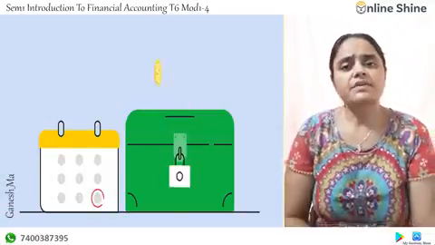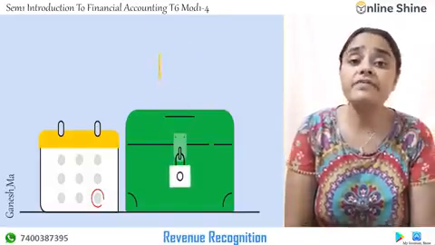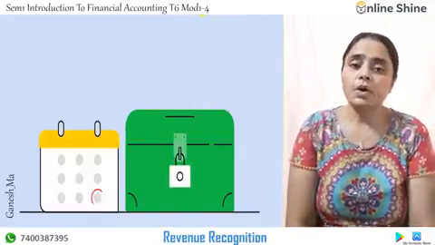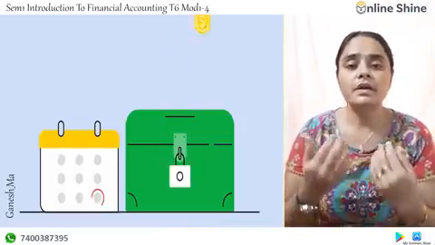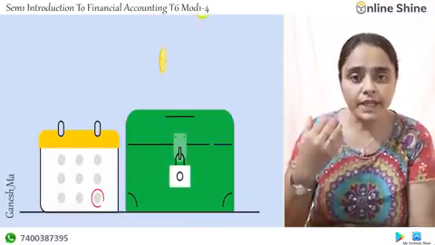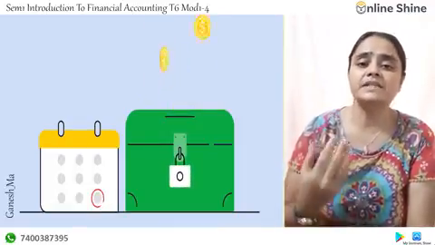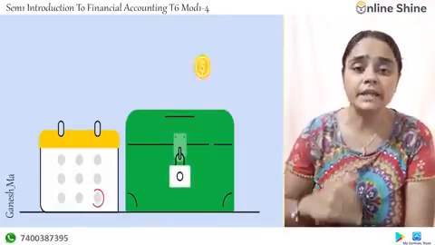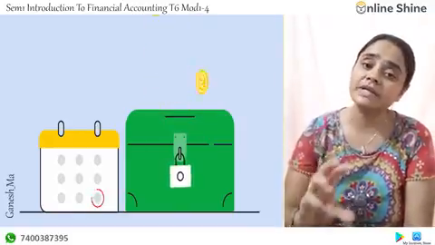Third accounting standard, very easy to understand, AS 9, that is accounting standard 9, revenue recognition. Now, first of all, understand revenue. Revenue means what? Revenue means some kind of income. When I'm selling goods, when I'm providing services, definitely I'm earning income against that. That is called my income, or you can say revenue.